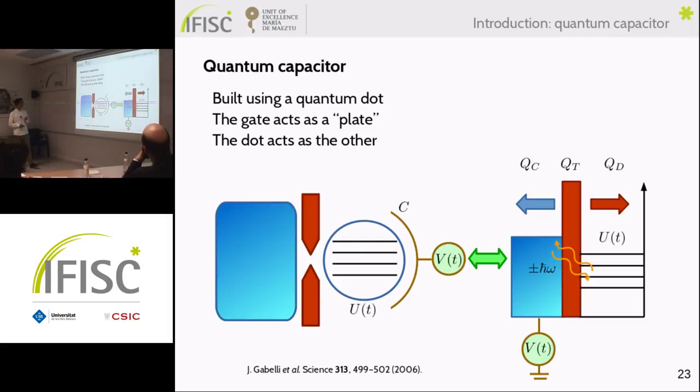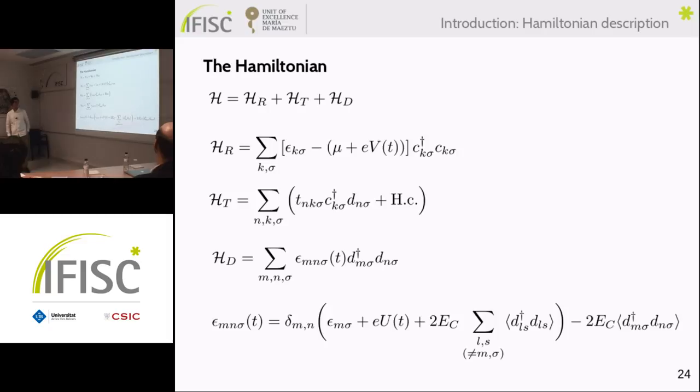We also divide this type of system in three parts: a part for the reservoir, a part for the tunneling, and a part for the quantum dot. And now we move to the Hamiltonian description, where we describe the system in these three parts, reservoir, tunneling, and dot. The part for the reservoir is simply the energy of the particles in the reservoir plus the possible driving that we have there. Then we have the tunneling part, which only takes into account the exchange of particles between the dot and the reservoir. And finally, the Hamiltonian of the dot, which is given just by one energy. This energy is given by the defined energy of the quantum dot plus the internal potential due to the driving. And also we have interaction terms, in this case, in the Hartree-Fock approximation.